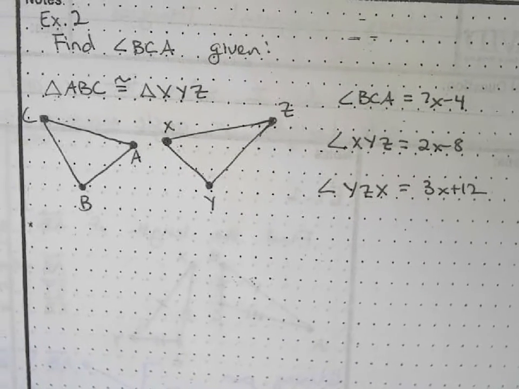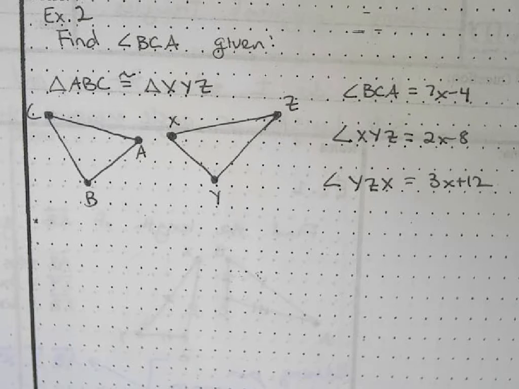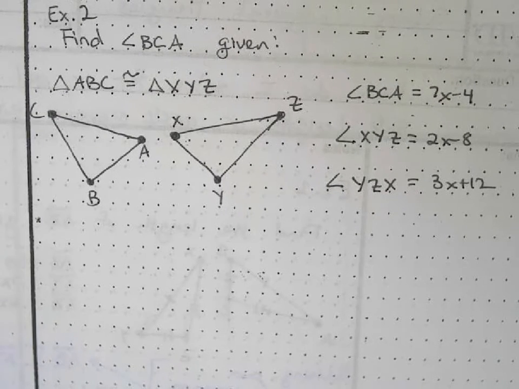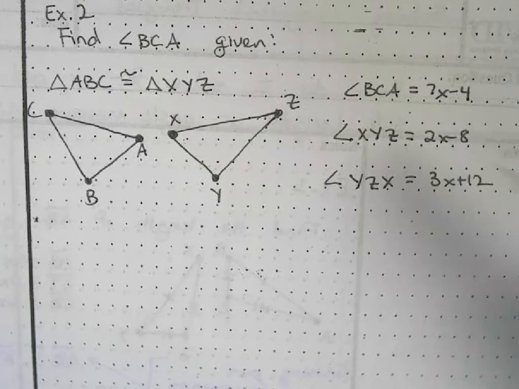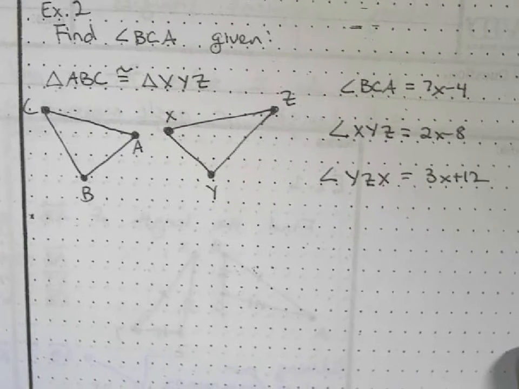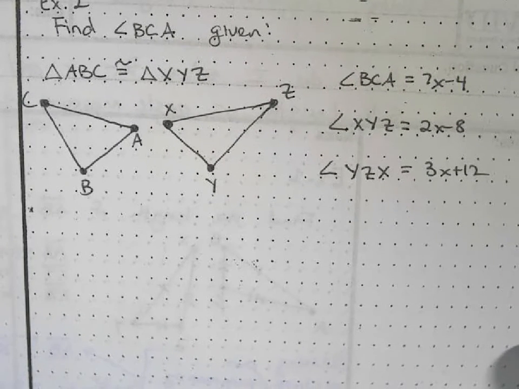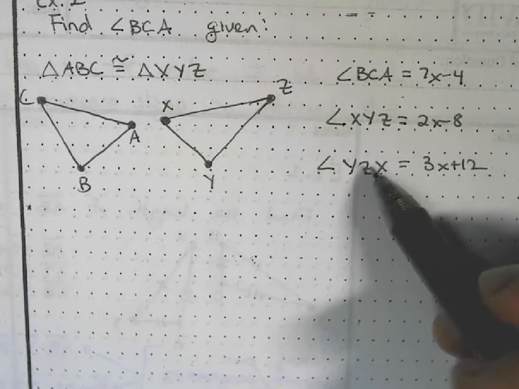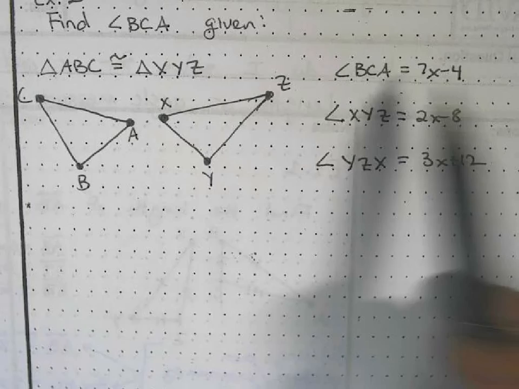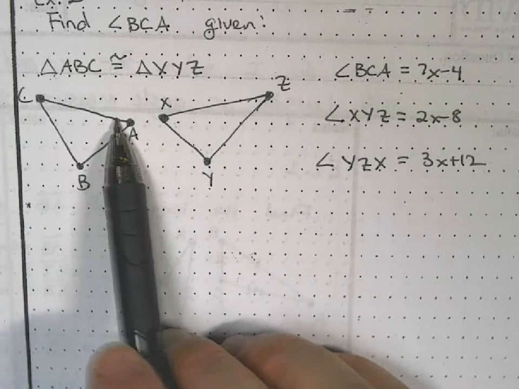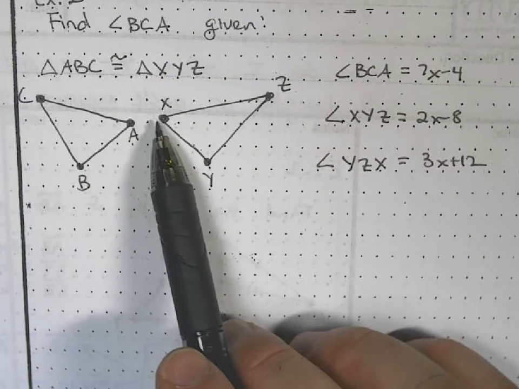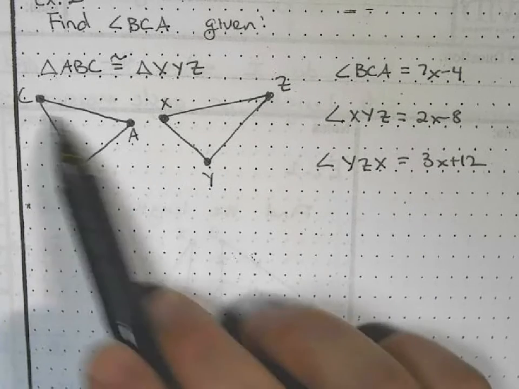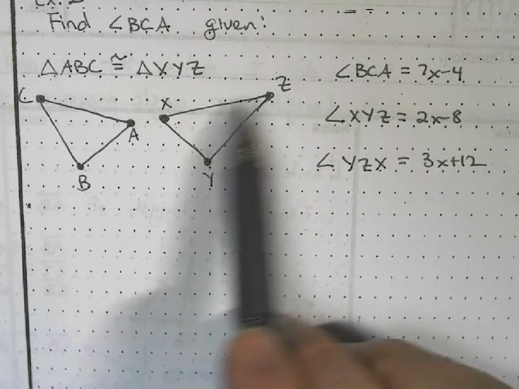Okay, so now we're going to go through the same 3 steps. Set up a congruency statement, substitute in our equations, and then solve and plug back in. So if we're looking for BCA, which two of these angles would be equal? BCA is equal to XYZ. BCA is equal to YZX.